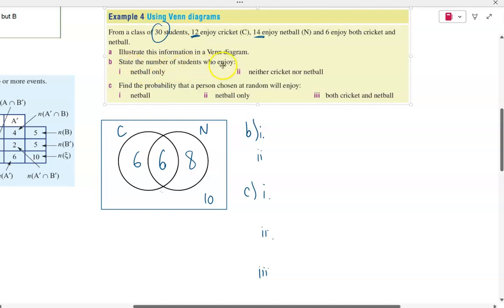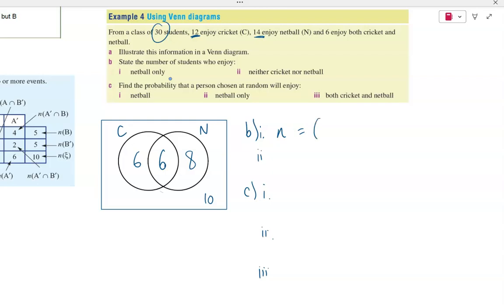Now, I want to show you the difference between state the number and the probability. When it says state the number of students who enjoy netball only, you don't need to write that as a fraction. It's just say, what is the number of people that like netball only? So what's the set notation for netball only, do you think? Does anybody remember? It's not cricket and netball, all right? So we're looking there just at netball only, 8 over 30, which can be simplified to 4 over 15.